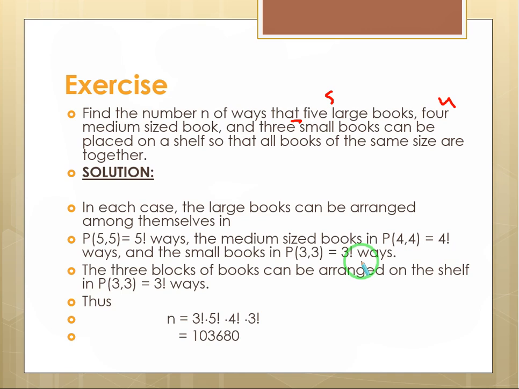Now we have 3 different sizes of books: large, medium and small. So for 3 different sizes of books we need 3 blocks. For the 3 blocks, the arrangement can be 3 factorial. So on a shelf you can have 3 blocks for the 3 different sizes of books. So what should the total number of ways be? It can be 5 factorial multiply 4 factorial multiply 3 factorial. This is the number of ways within each size of book. But one more thing is needed: how many blocks do we have? 3. So 3 factorial. This is your required answer.